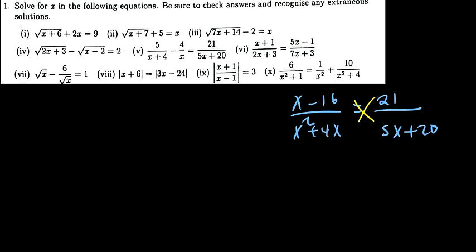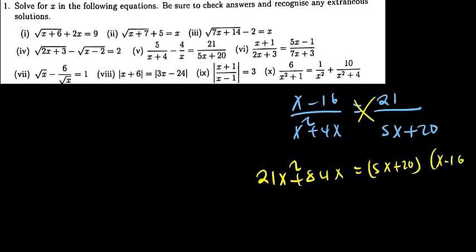We are saying we are getting 21x squared plus 84x is equal to 5x plus 20 in the brackets, then x minus 16 in the brackets. Now the remaining part is just to expand this. So I'll keep on writing this as 21x squared plus 84x is equal to, so I'm going to say 5x times x is going to give me 5x squared.